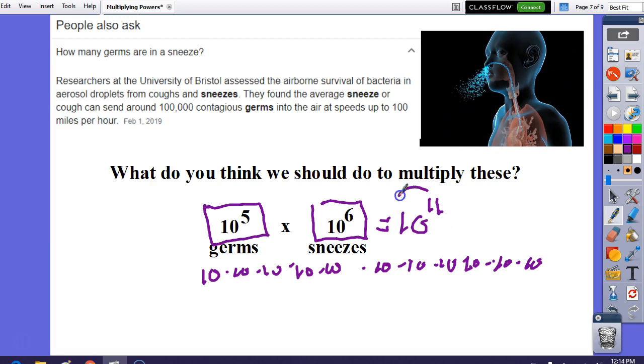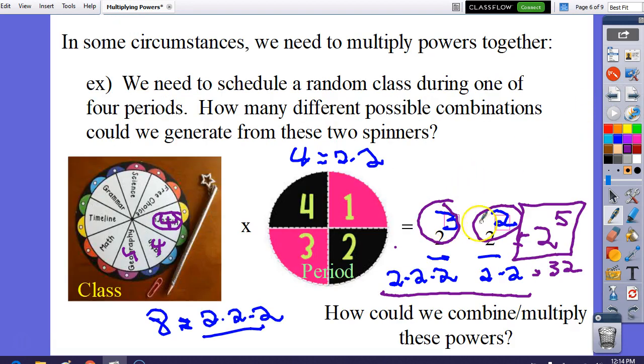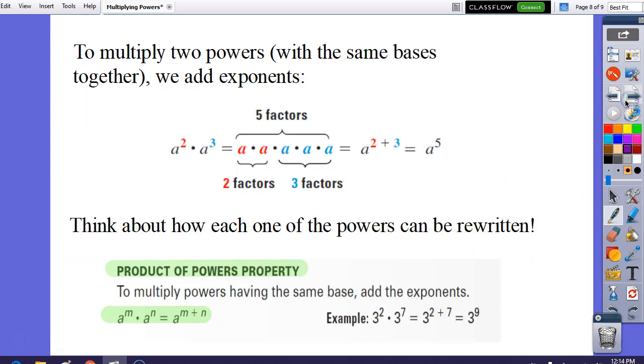So if you can see that this principle applies here, where 10 to the 5th times 10 to the 6th makes 10 to the 11th, and on the last example, 2 to the 3rd times 2 to the 2nd made 2 to the 5th, then I think you've discovered the law. And the law is, if we're multiplying 2 powers together, provided they have the exact same base, they can't have different bases, the bases need to be the same, then we add these exponents.